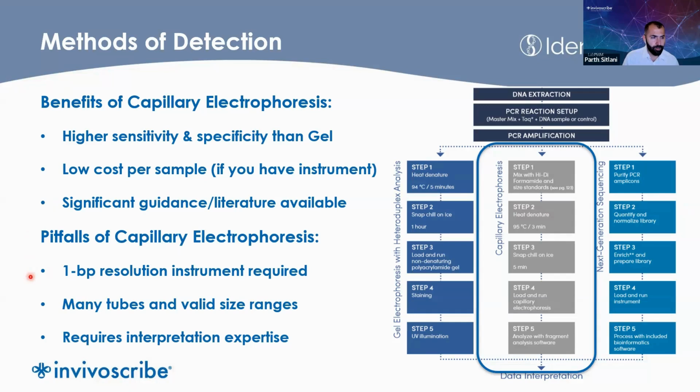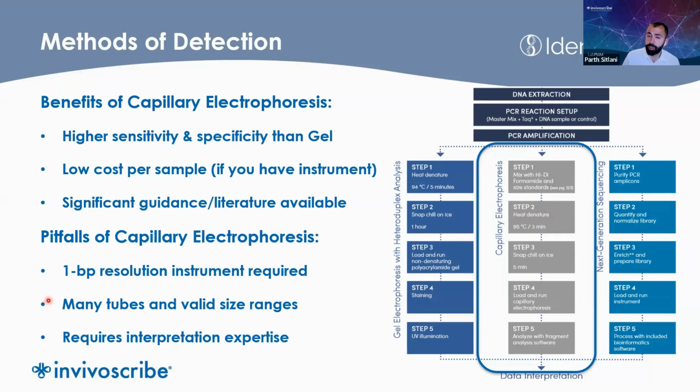Now, the pitfalls of electrophoresis is you do need that one base pair resolution instrument in your lab. Now, if your lab is doing microsatellite instability or other forms of Sanger sequencing, you may have access to this instrument already, but you do need to have that. Otherwise, there is some upfront cost to doing electrophoresis testing.